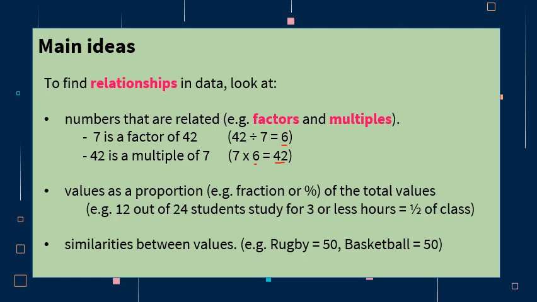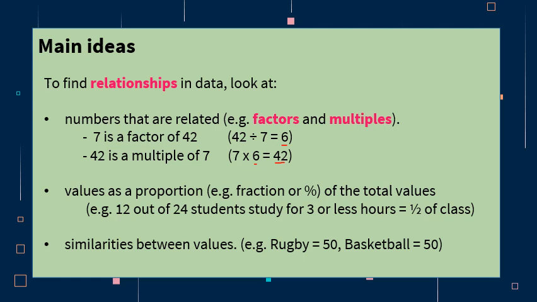It really pays to know your times tables to find these relationships where there are factors and multiples at play. Some of them are quite easy, like 20 and 10. We know that 10 times 2 is 20, and others are a little bit trickier.